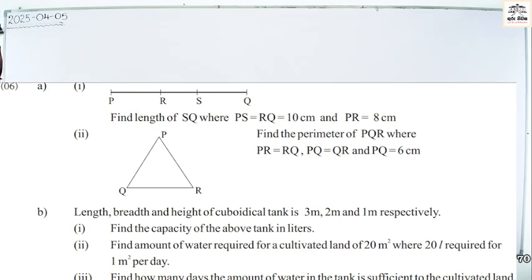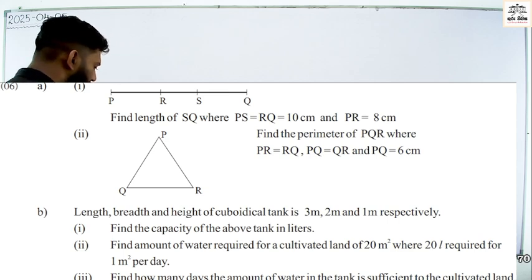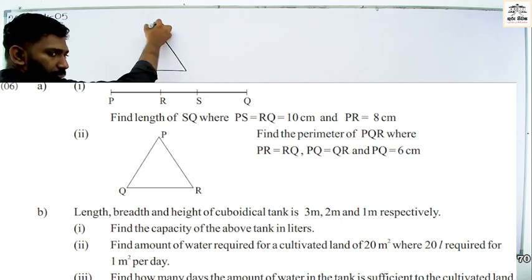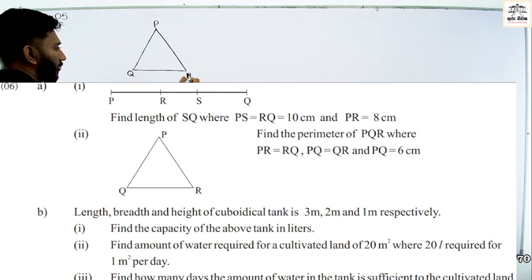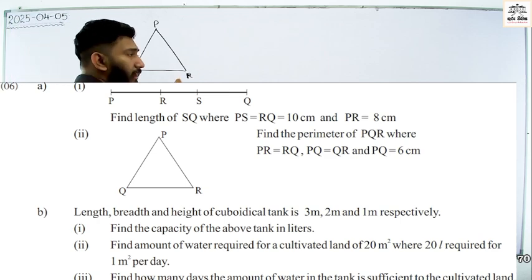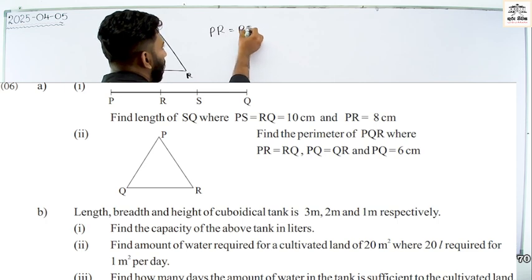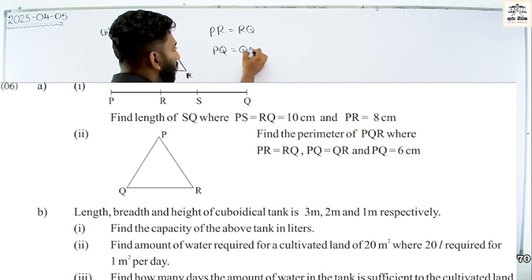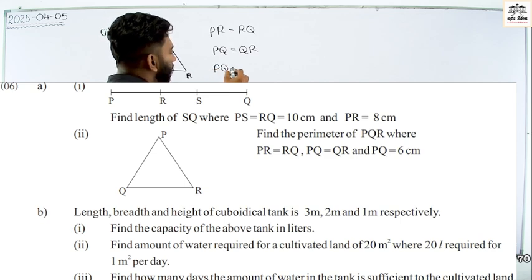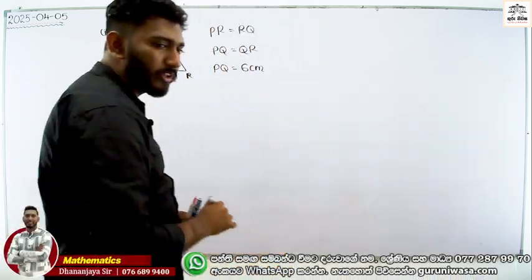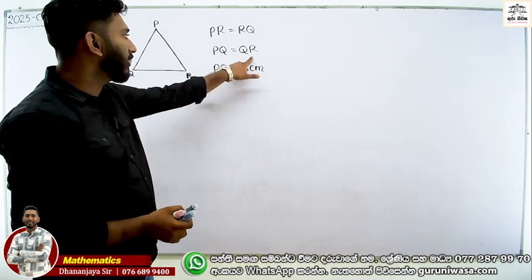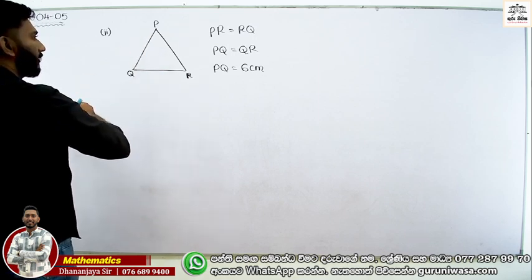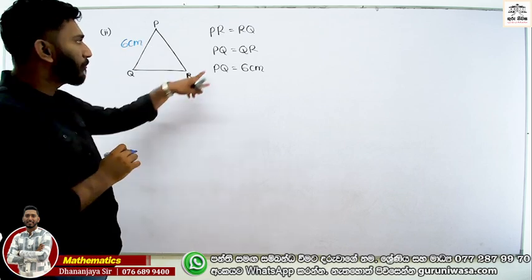6-1. Find the perimeter of the PQR where PR equals RQ. Look at that. PQR. This is a triangle. Second one. If PR equals RQ, and PQ equals QR, and PQ equals 6 centimeters. Let's see what this says. PQ equals QR and PQ equals 6 centimeters. Therefore, QR is also equal to PQ, which is 6 centimeters.